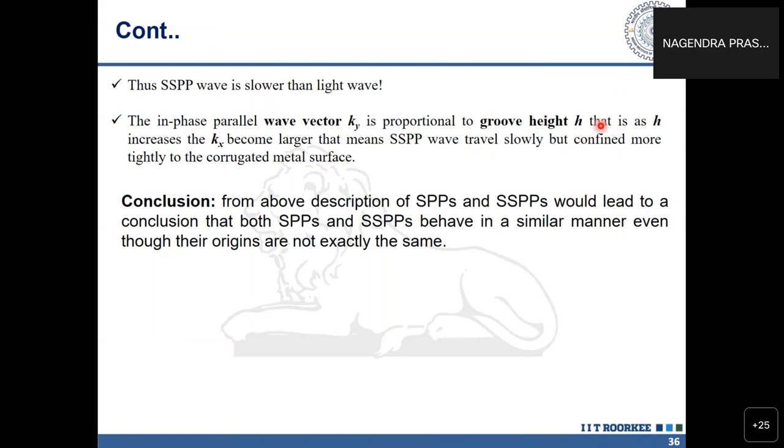So SPPs and SSPPs would lead to a conclusion that both behave in a similar manner, even though their origins are not exactly the same. Their origin is different, but their behavior is the same. And since you are able to control the occurrence of this omega p with the help of geometrical parameters, it means the SPP effect, which was not possible at microwave, millimeter wave or terahertz, is possible with the help of these spoofed or textured surfaces.